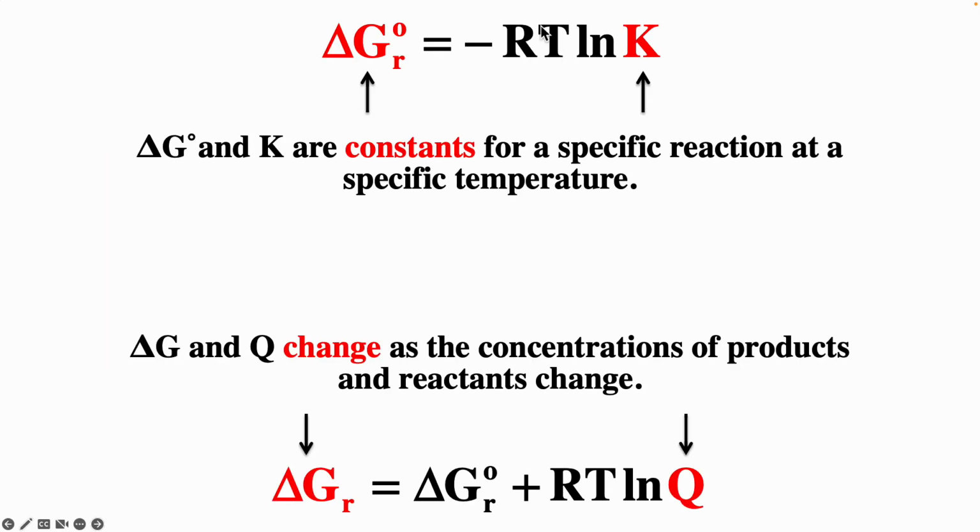So we've seen these equations previously. Delta G naught equals minus RT natural log K. Now remember, these two are constants for a specific reaction at a specific temperature. They're independent of the concentrations. And delta G non-standard equals delta G naught plus RT natural log Q. So delta G non-standard and Q change as the reaction proceeds. Delta G naught, the standard change in Gibbs energy, is a constant for a specific reaction at a specific temperature.